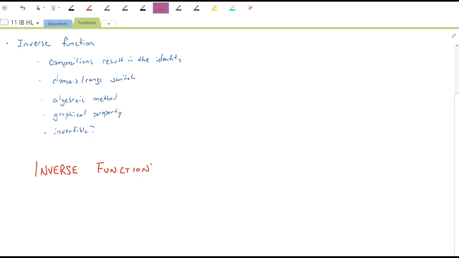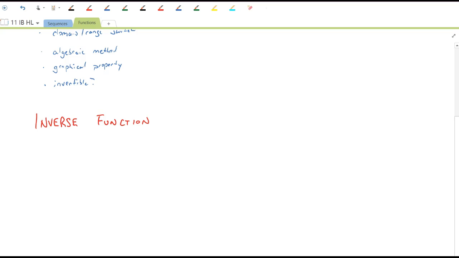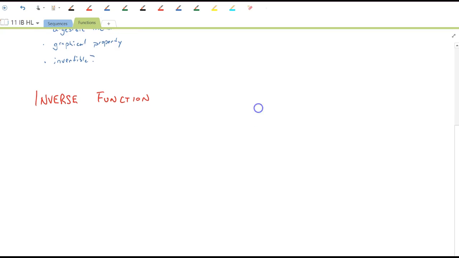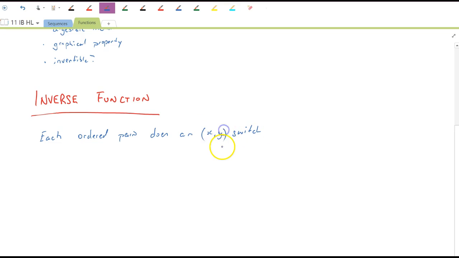Firstly, not all functions have inverses. We've already in a previous screencast looked at the one-to-one nature of functions and therefore whether they have inverses. I'll come back to that. But the inverse function is defined as each ordered pair does an XY switch. So in creating an inverse function, each ordered pair, each point, does an XY switch.